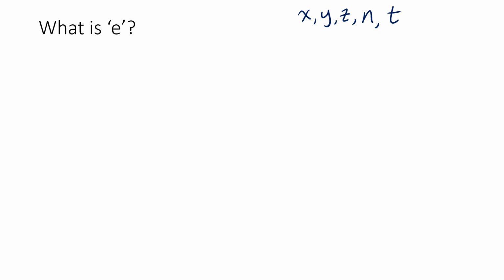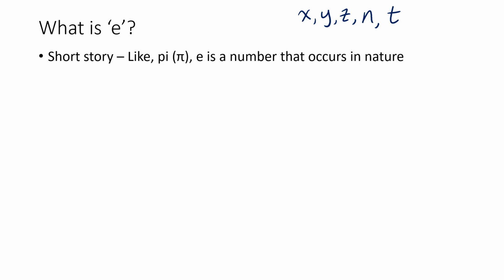And there is a great reason for that. It is because E is used to represent a number. But what is it? So short story, like pi, E is a number that occurs in nature. So if you are exploring pi, your teacher might give you a bunch of circles. I remember doing this in 6th grade because I remember the classroom where we were asked to bring in circles. So lids from coffee cans and things like that. And then we took yarn and we used yarn to measure the circumference, and then we measured the diameter.